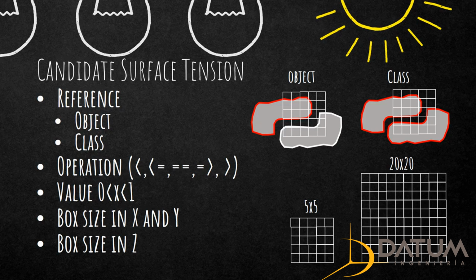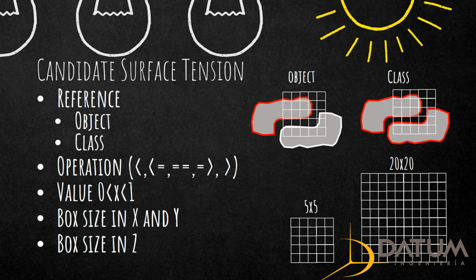Reference is either object or class, and I try to illustrate this on this figure on the right hand side. If you choose object as reference, then the pixels of the current image object are considered for relative area measurement, and if you choose class, pixels of a given class are considered. So if two objects of the same class fall within your box size, and you choose class, both are considered in the relative area measurement, and if you choose object, only the current active object is considered, and not the neighboring ones that might overlap your bounding box.